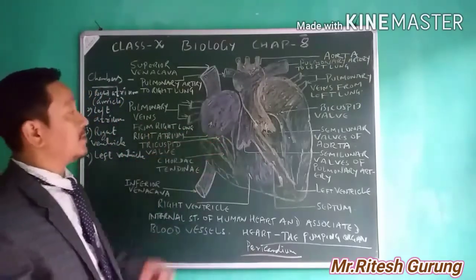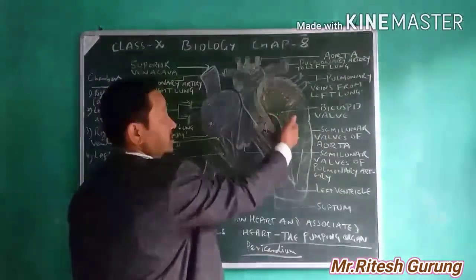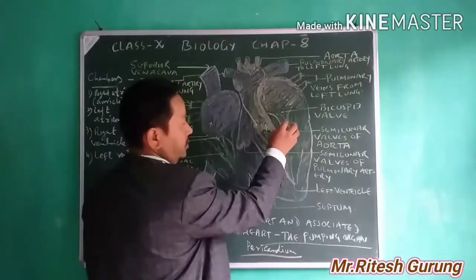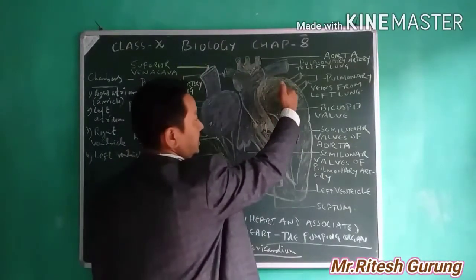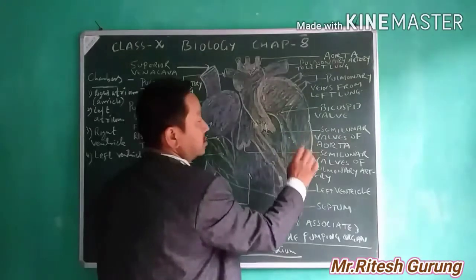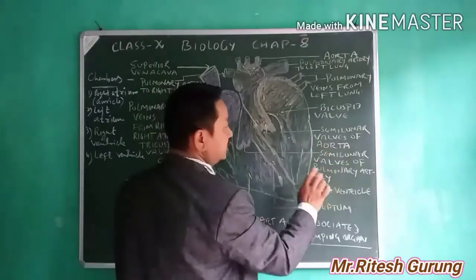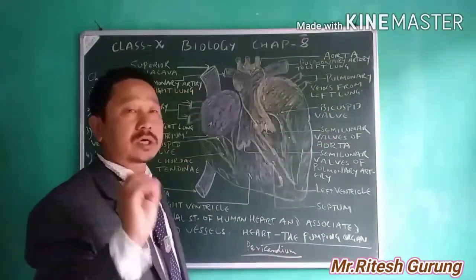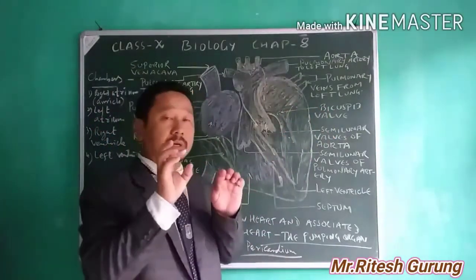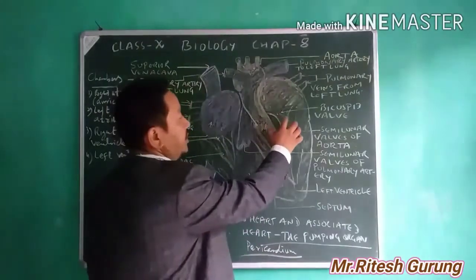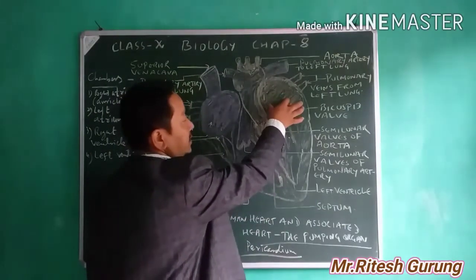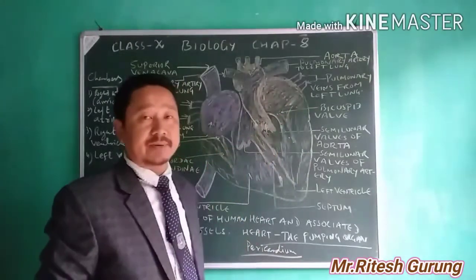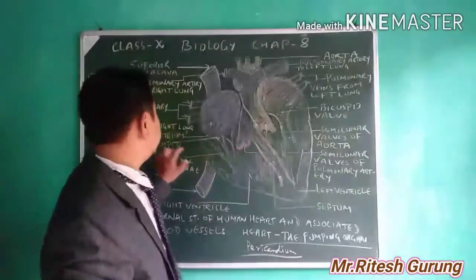Okay, so this is there, and in the other side, the region which separates this left auricle and left ventricle is called your bicuspid valve. Here is the bicuspid valve, where you find two cups or two flaps, which is separating this left atrium from the left ventricle. Okay, here is bicuspid, here is tricuspid.